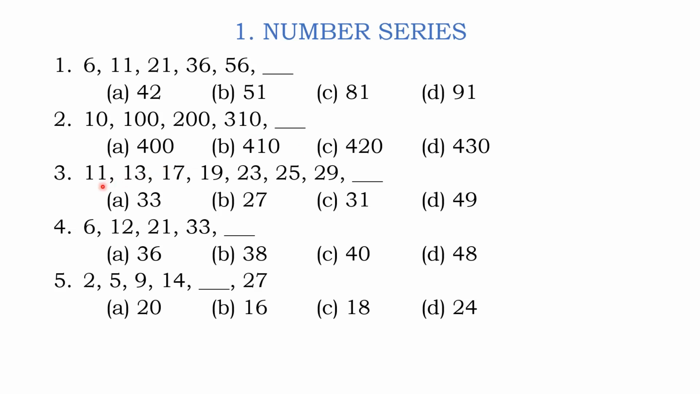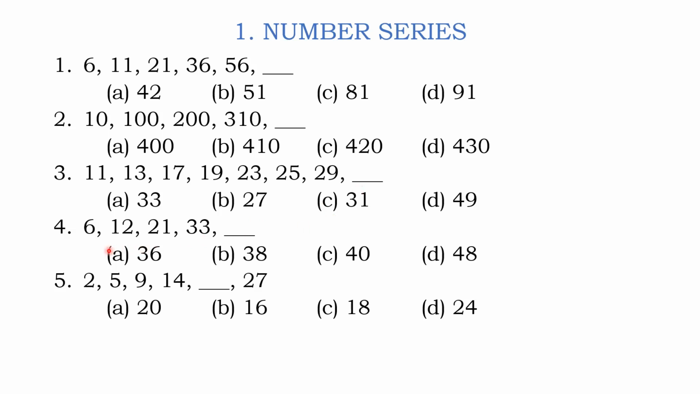And in the next problem we have 11, 13, 17, 19, 23, 25, 29. Here if you observe the pairs of numbers, 11 and 13, 17 and 19, 23 and 25 differ by 2, whereas in between, 13 and 17 differ by 4, 19 and 23 by 4, 25 and 29 by 4. So the next difference should be 2. So 29 plus 2 is 31. So the answer is C.